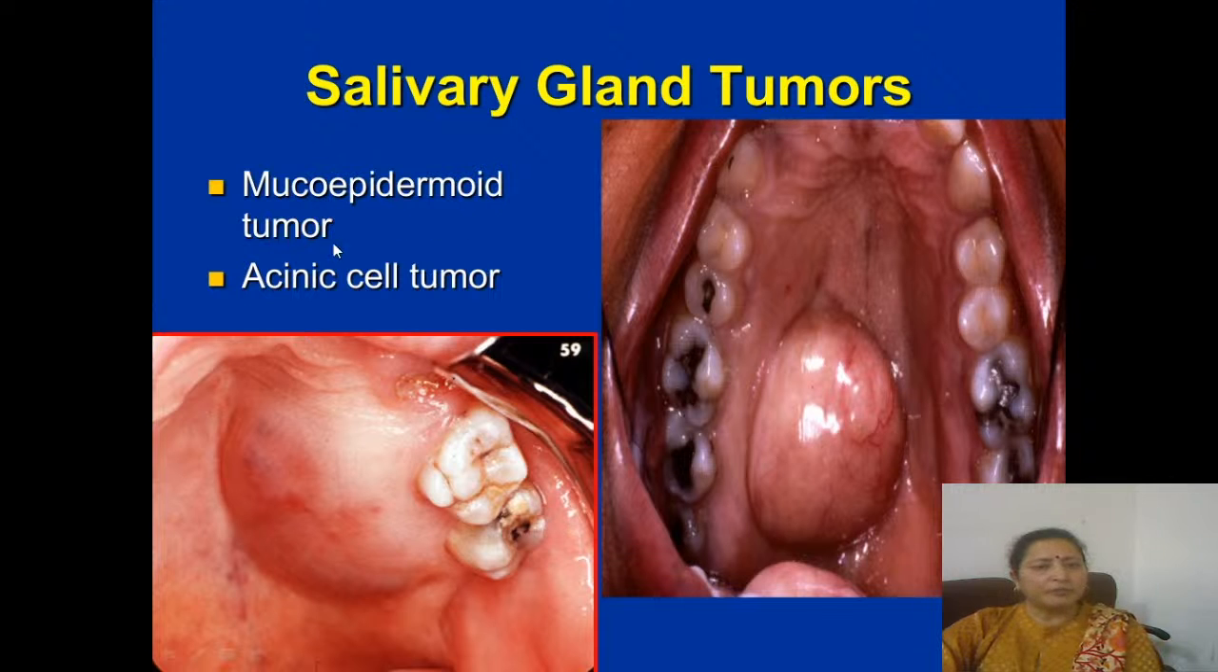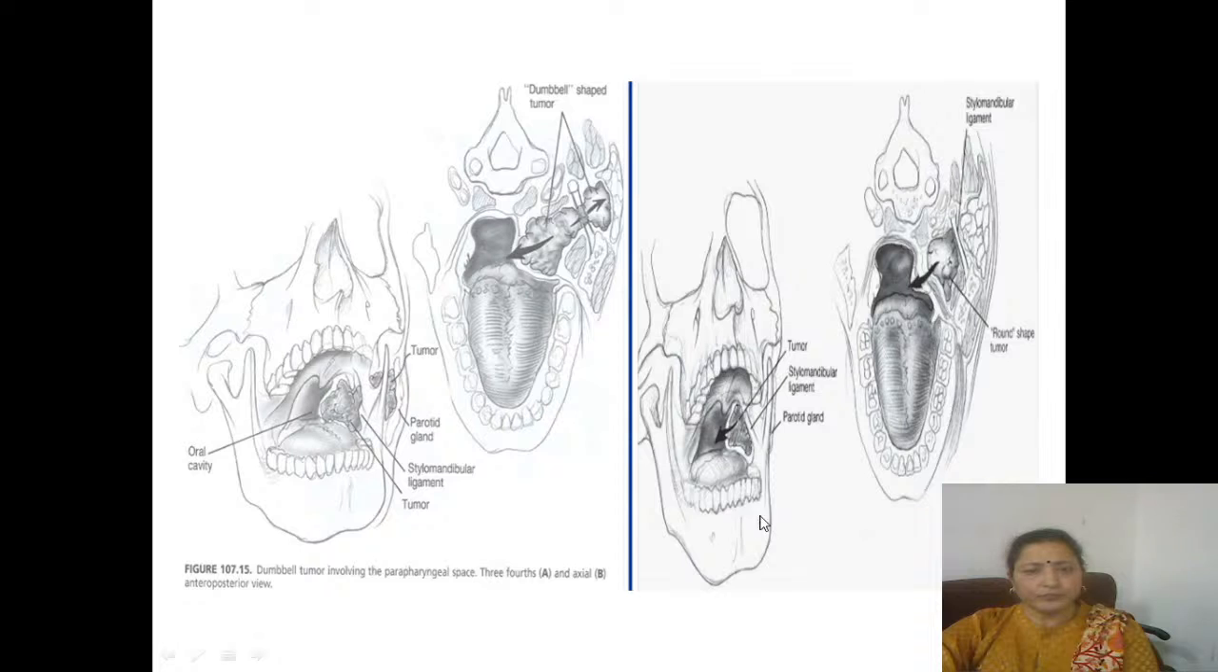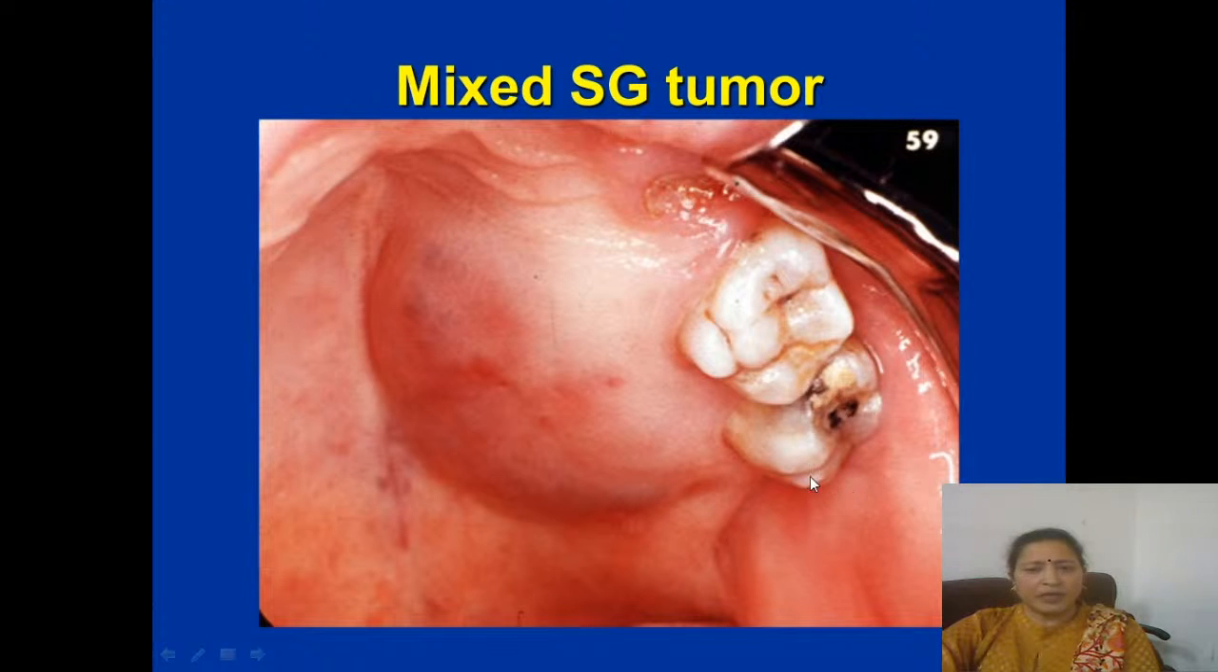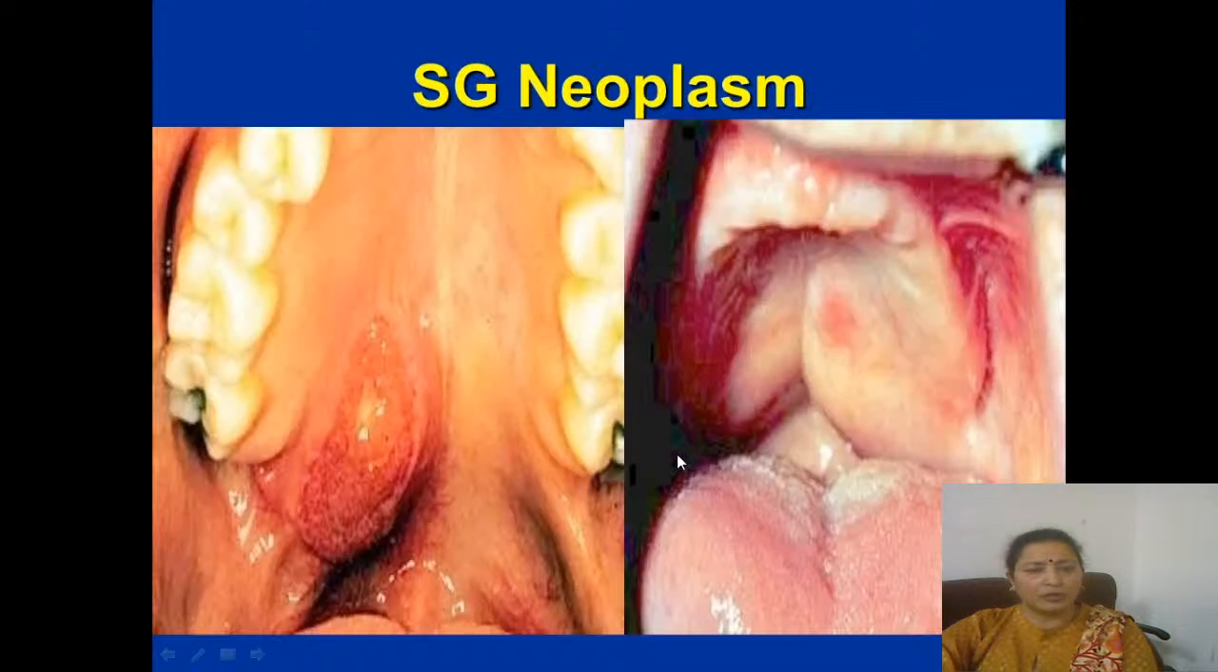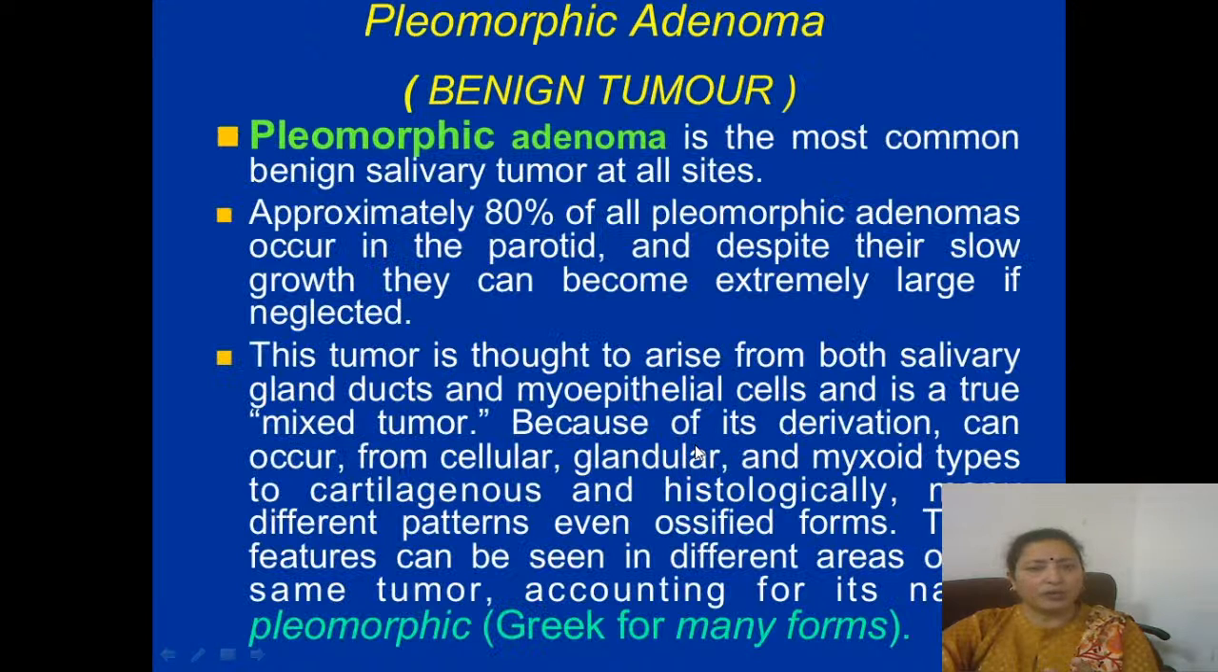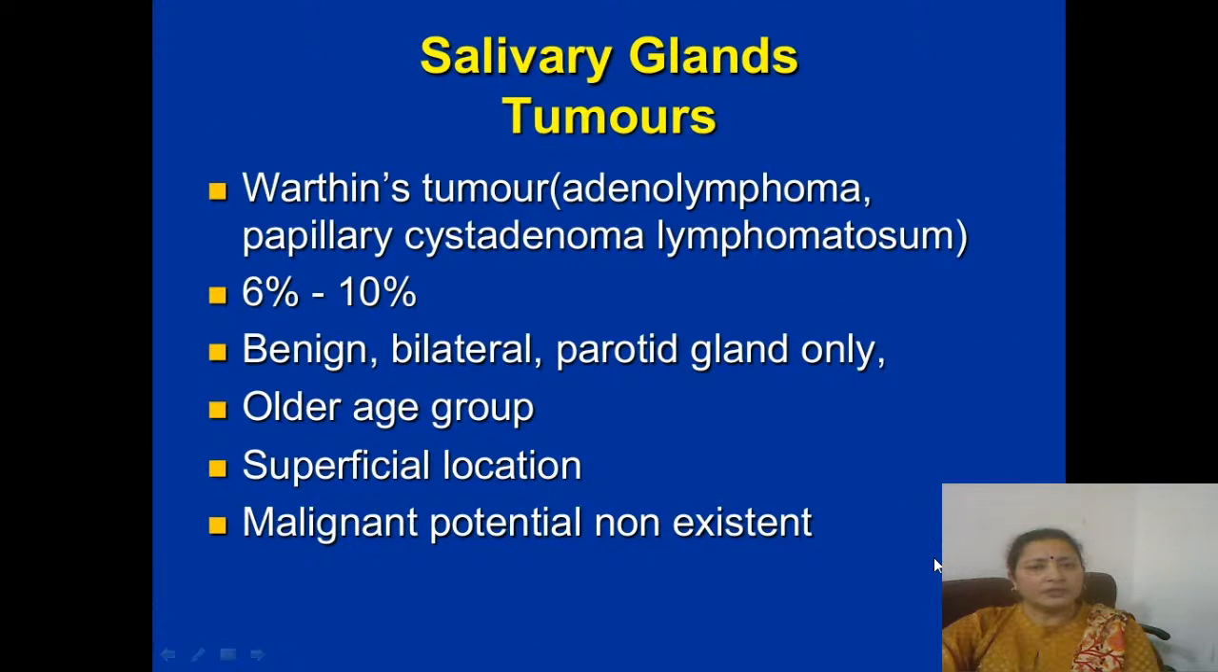Regarding the mucoepidermoid tumors and this, see how they look at times. These are the views from inside. So you have to examine the patient from outside and also open the mouth to see whether there is an intraoral extension of these tumors. Pleomorphic adenoma is the most common, and the pathology part will be covered by Dr. Anchal. So the most important treatment is the surgical excision.